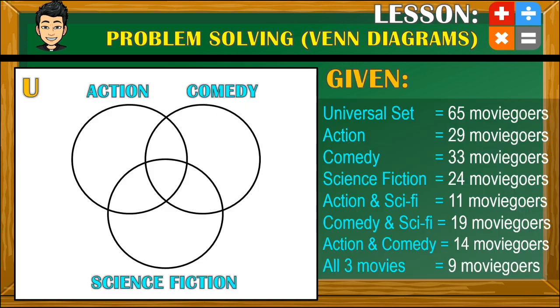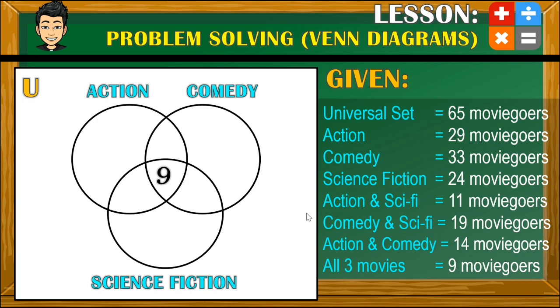Like I said, we always start by writing the given. In this problem, our universal set is 65 moviegoers. Then we have the rest of the given. Huwag kakalimutan na lagyan ng label or pangalan yung mga sets natin para hindi tayo malito sa paglalagay ng number of elements. Since magsisimula lagi tayo sa middle part or intersection ng 3 sets, we write 9 sa middle part ng ating Venn diagram. To get this part ng action and comedy, i-minus ulit natin yung 14 and 9.